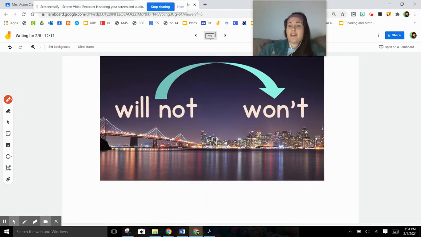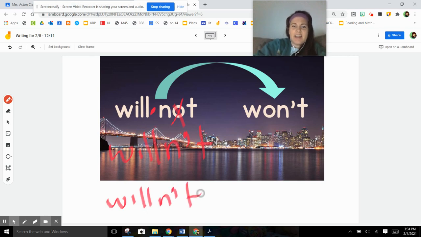The next one is will not. Now, I don't even know what to tell you in this one because it just doesn't make any sense. You would think that we would take away the O, we'd remove this gap right here, and it would be WILLN apostrophe T, which spells the word willn't. But if any of you have read books and listened to grown-ups talk to you, you know that the word willn't is not a word. The word's won't. So that one you just have to kind of remember. Will not turns into won't. WON apostrophe T.